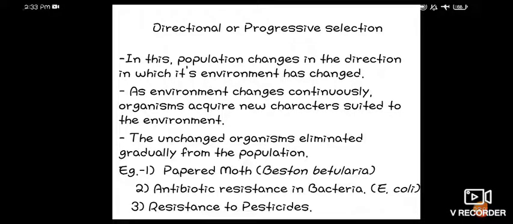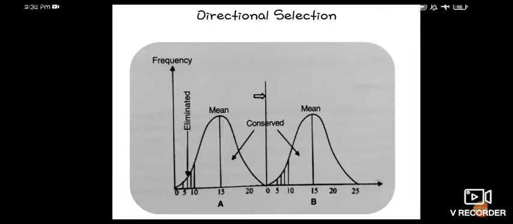Then the second one is directional selection. The individuals in the environment change their characters as the environment changes. In that we have three examples. The first one is the peppered moth, whose scientific name is Biston betularia. The second one is antibiotic resistance in bacteria like E. coli, and the third one is the resistance to pesticide. These are the three examples of directional or progressive selection.